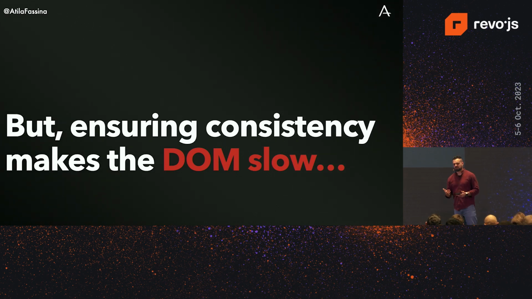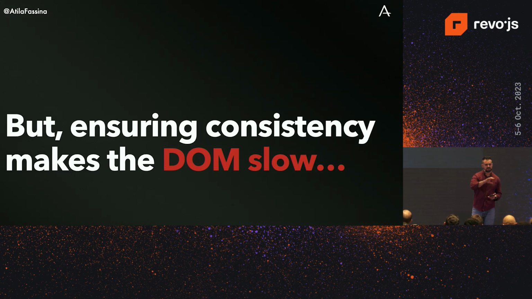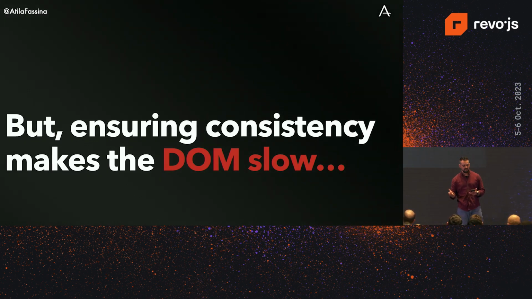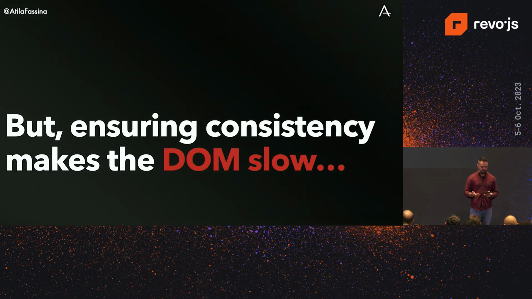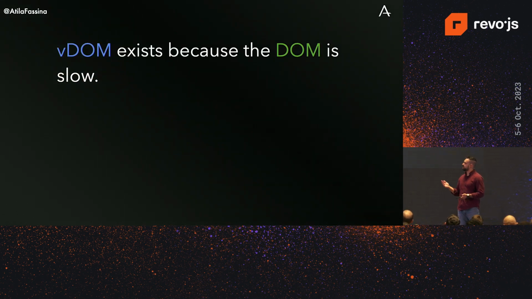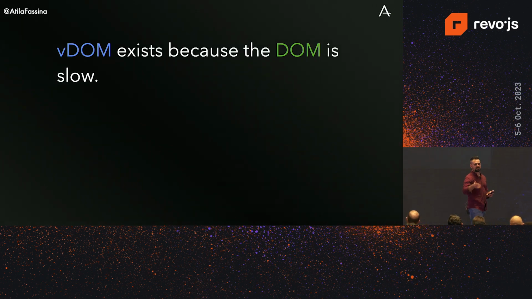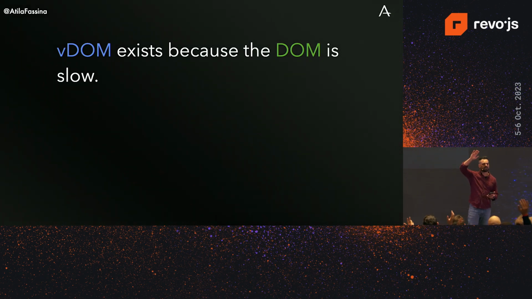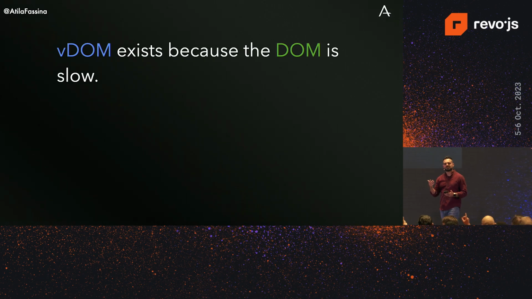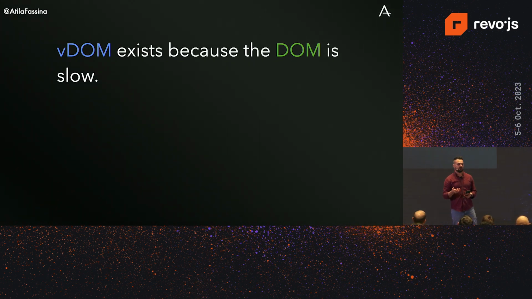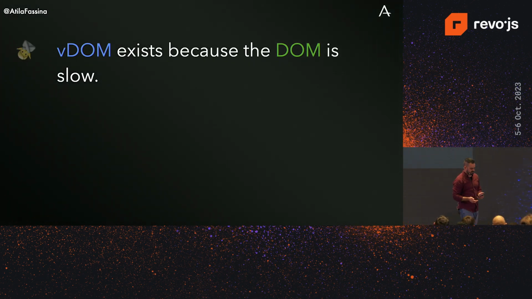it came out an idea that ensuring this consistency, ensuring this data consistency across your UI was kind of slow. And then raise your hands, who of you have heard this sentence? The VDOM exists because the DOM is slow. Who heard that? So I don't want to say that this is wrong, but this is an oversimplification of the facts.